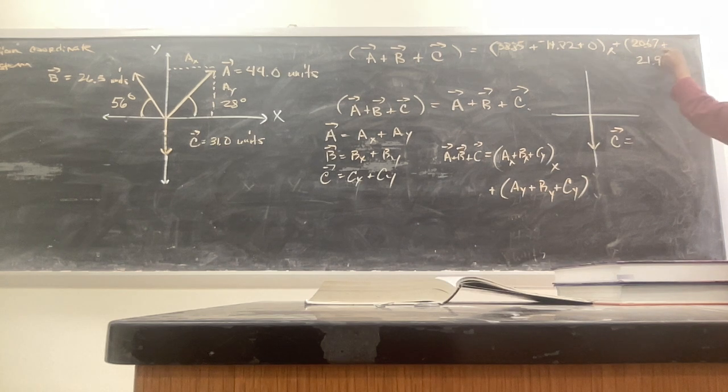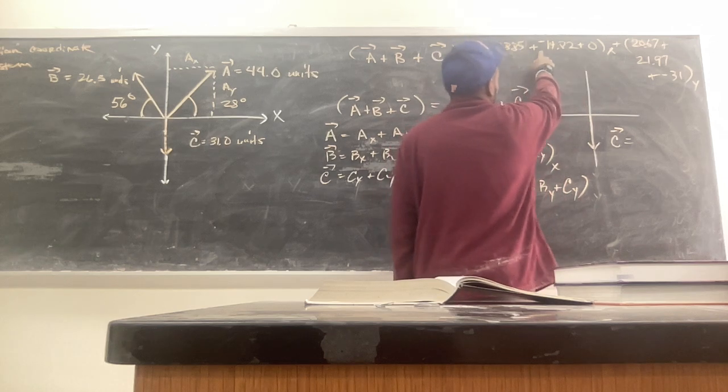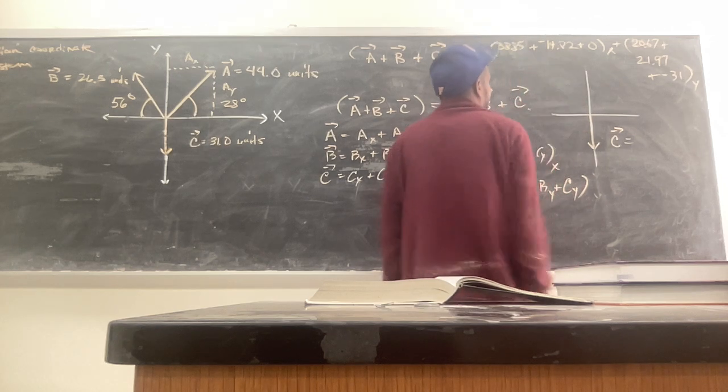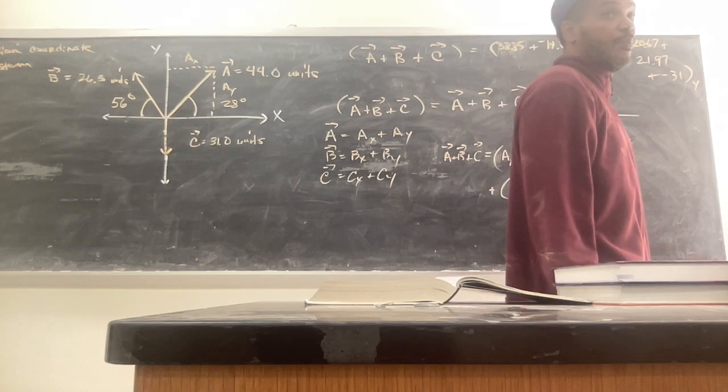21.97. And then the y component of C. Negative 31. Negative 31, yeah. All right, and then all of those together is going to give me my new y component. So what is this? 38.85 minus 14.82? 24.03.